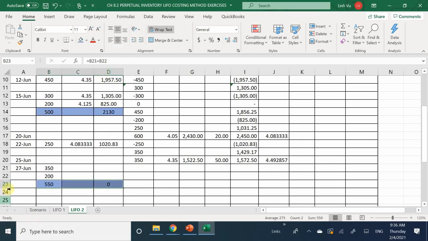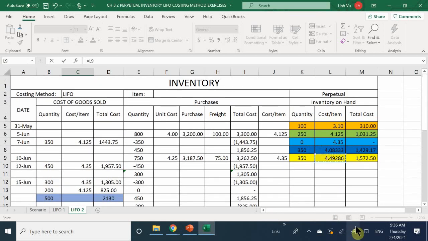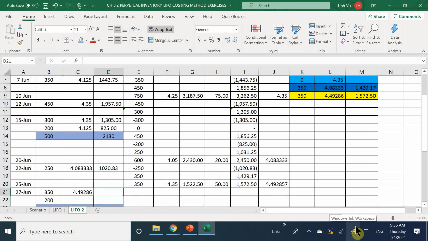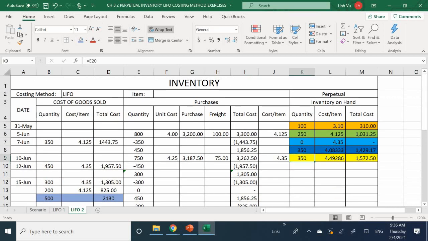Okay, so we know that from our previous batch that we just bought, the 350 is going to be costing me this 449 something, and we know we're going to take the whole thing out, we're going to get rid of 1572.50. What else are we going to get rid of? 200 from the purple batch. Yes, so let me subtract this out so I can demonstrate that I got rid of this. Okay, so now we got rid of the yellow batch.